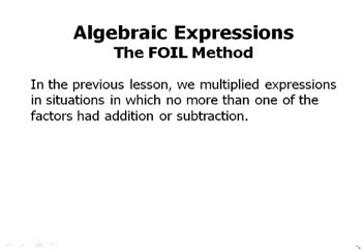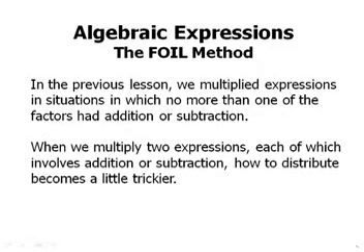Now we can talk about the FOIL method. In the previous lessons, we multiplied expressions in situations in which no more than one of the factors had addition or subtraction. When we multiply two expressions, each of which involves addition or subtraction, how to distribute becomes a little bit trickier.